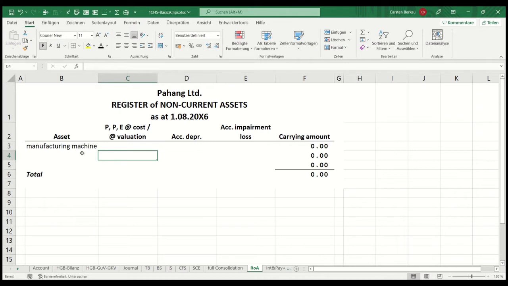We are going to prepare a register of non-current assets for PAHANG. We do it at the time of the acquisition, which is the 1st of August in 2006. The manufacturing machine has been bought at 89,000. So the carrying value will be 89,000 as we do not consider depreciation at this stage.